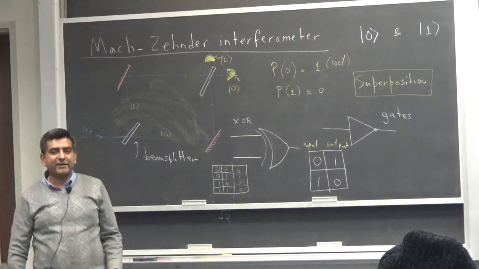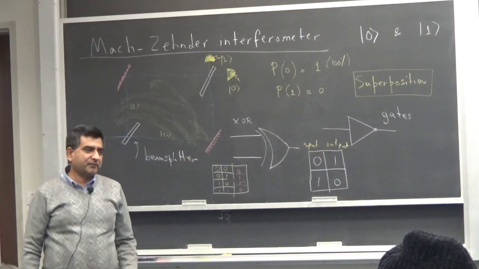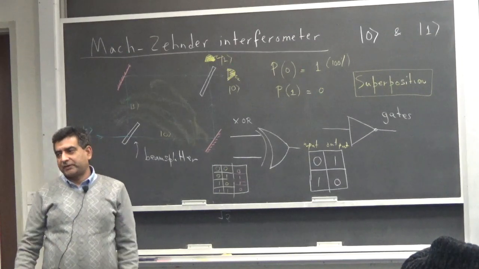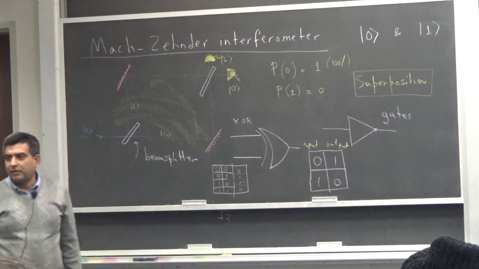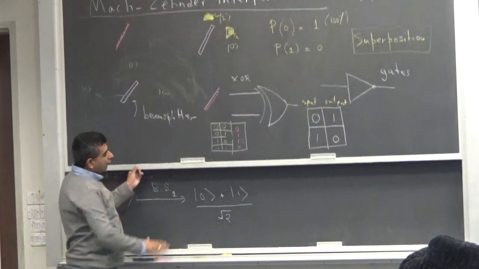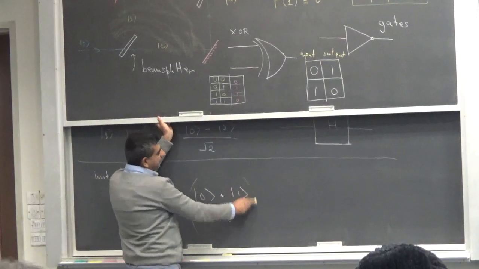And the only thing is that you don't want to find out which path the photon is taking. You let the photon run the course of the experiment. All right. So the photon really is in a superposition quantum state, which is described in this manner.